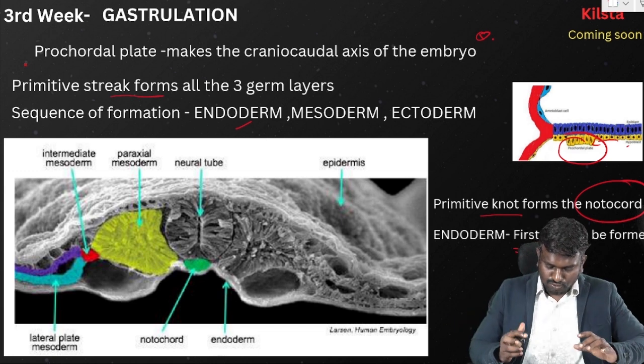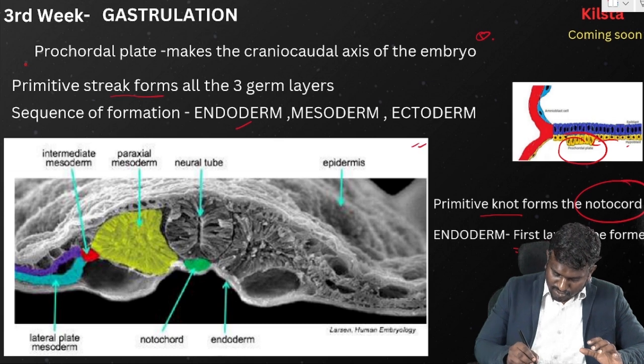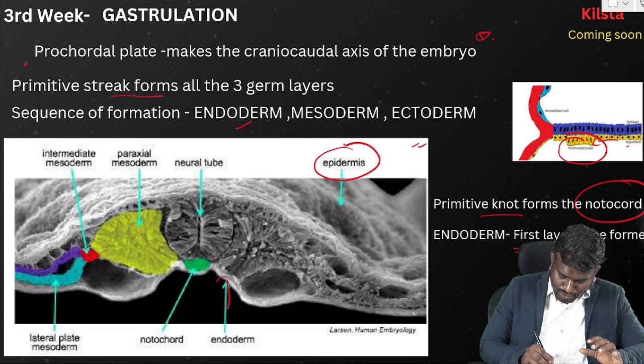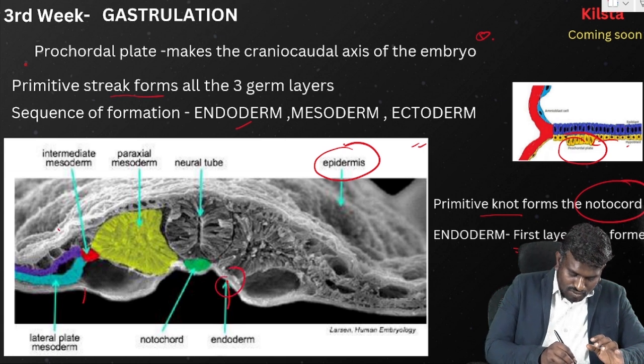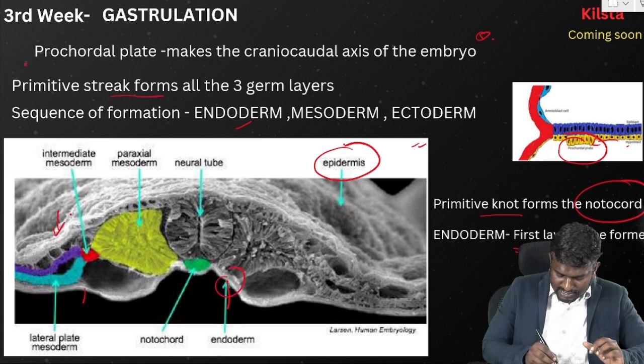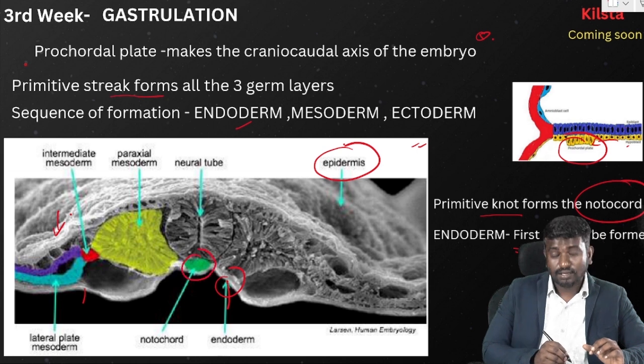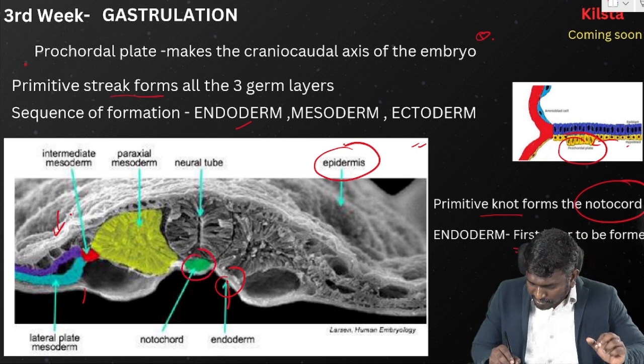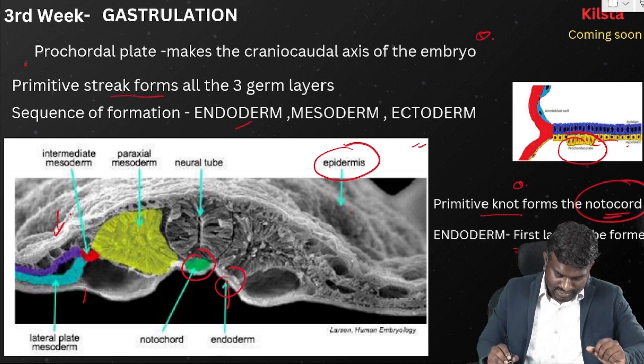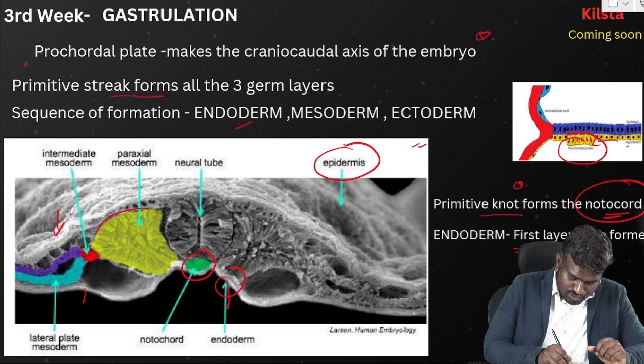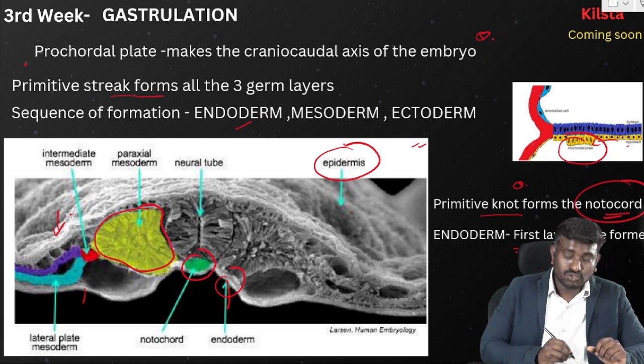Now look at the image over here. This is going to be what? The epidermis. And here we have the endoderm. This is going to be the endoderm. This is going to be the epidermis. Very good. And this is going to be what? The notochord. Primitive knot. Primitive knot forms the notochord. Very important. Yes. And this region here is going to be the paraxial mesoderm.